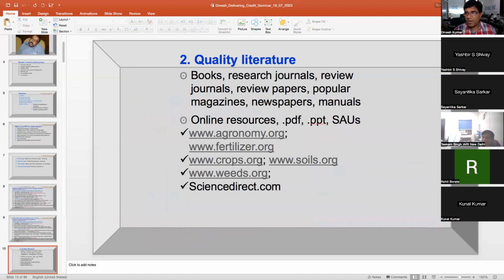Number two, quality literature is important, and you are very fortunate. You are in the days of artificial intelligence, so there is no dearth of literature. You can have books, research journals, review papers, popular magazines, newspapers, manuals. You can also find some literature in the form of PPTs, PDFs, and these are important websites.